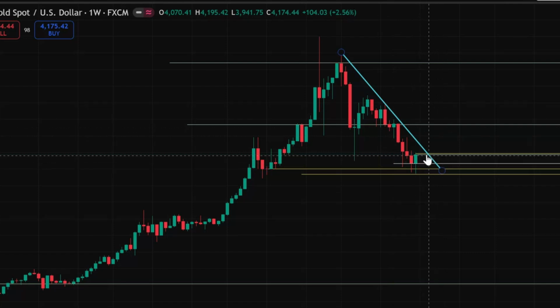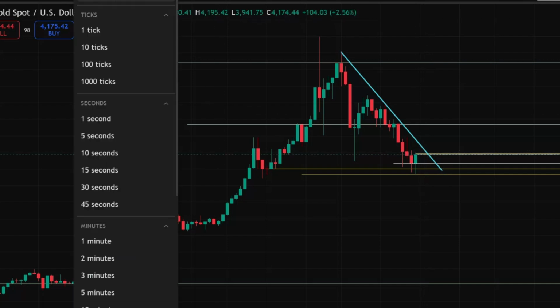Also, we're waiting for a reversal from this point to confirm that this is a valid support point. A rejection from here is a retest, or up here, at 41.95. Let's confirm this on the daily time frame.